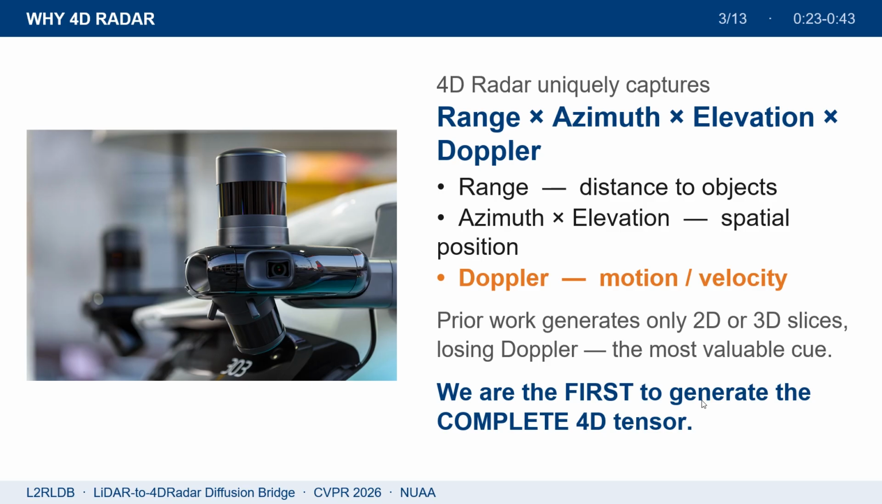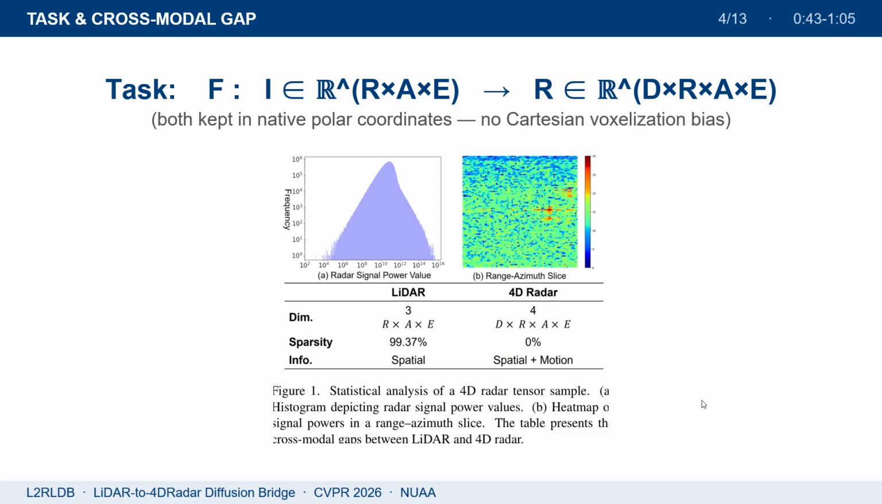4D radar uniquely captures range, azimuth, elevation, and Doppler velocity all at once. Prior synthesis methods only produce 2D or 3D slices and discard Doppler entirely, losing the information that makes radar valuable. We are the first to generate the complete 4D tensor.